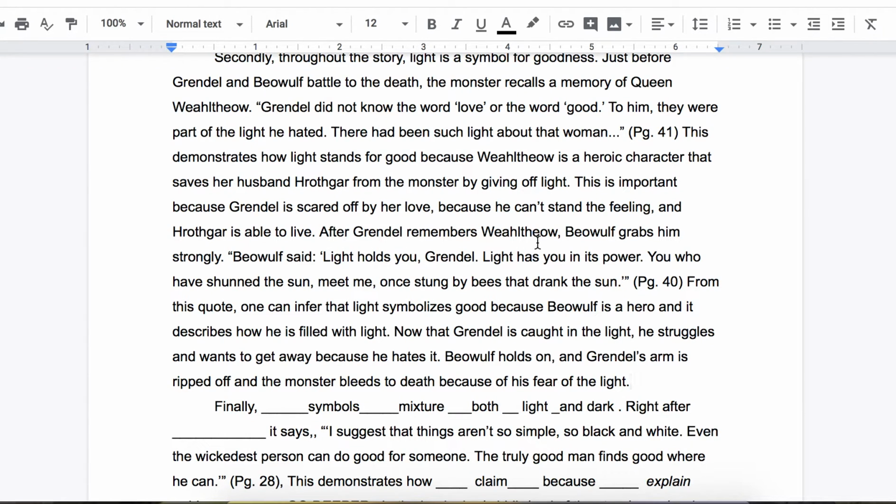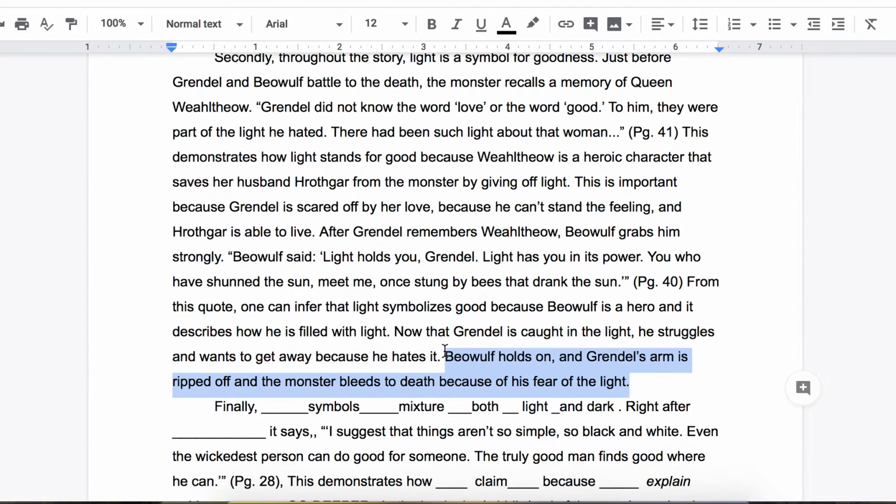After Grendel remembers Wealhtheow, Beowulf grabs him strongly. Beowulf said, "Light holds you, Grendel. Light has you in its power. You who have shunned the sun meet me once stung by bees that drank the sun." From this quote, one can infer that light symbolizes good because Beowulf is a hero, and it describes how he is filled with light. Now that Grendel is caught in the light, he struggles and wants to get away because he hates it. Beowulf holds on, and Grendel's arm is ripped off, and the monster bleeds to death because of his fear of the light.